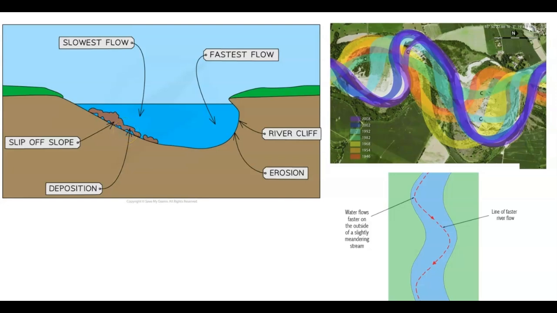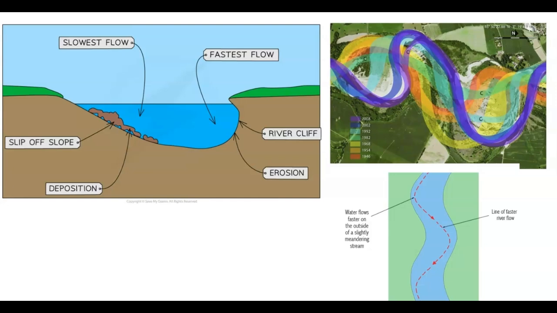Meander loops have a tendency to migrate or move laterally and downstream. So this is, for example, meander loops that have moved over the years from 1946 to 2008. All right. It is important that you can draw and correctly label this specific cross profile. It is often asked in exam papers or even prelim papers.